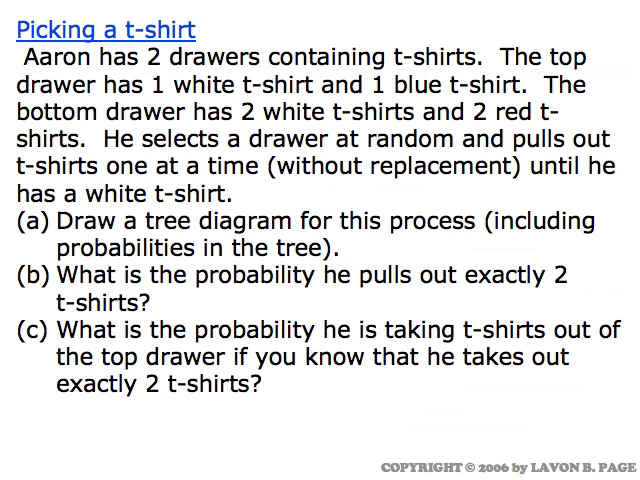Aaron has t-shirts in 2 different drawers of his dresser. In the top drawer, he has 1 white and 1 blue t-shirt. In the bottom drawer, he has 2 whites and 2 red t-shirts. What he's going to do is reach for a drawer randomly and pull out t-shirts one at a time, not putting any back, until he has a white t-shirt. We're to draw a tree diagram for the process and calculate a couple of probabilities.